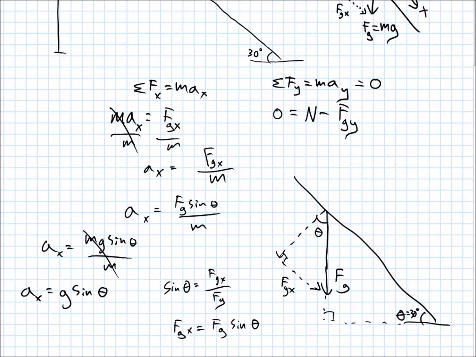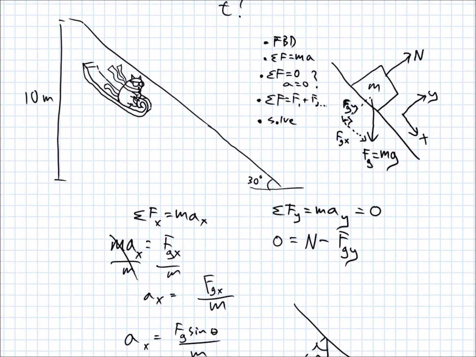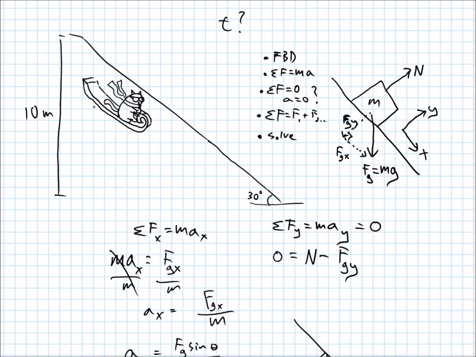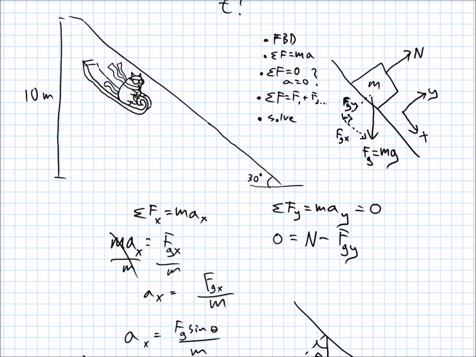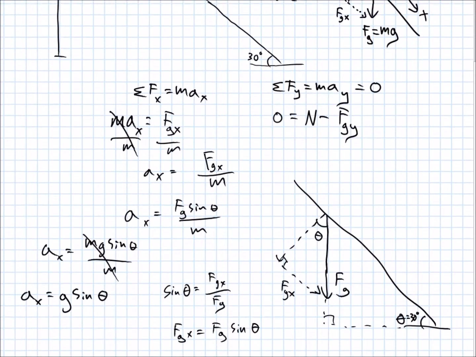It's a good thing the masses canceled, because, I don't know if you noticed, I didn't actually give us the mass of the object. It was unknown, so it's a good thing it canceled out. And it goes to show you that you really do need to solve these problems in variables, otherwise we would have freaked out that we didn't know mass and given up. But we just kept moving on and hoped it would cancel out, and it did.